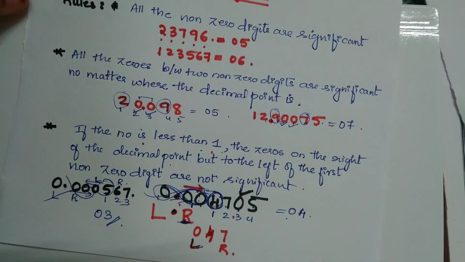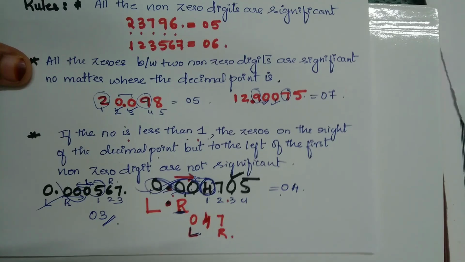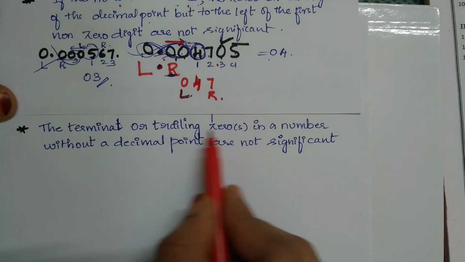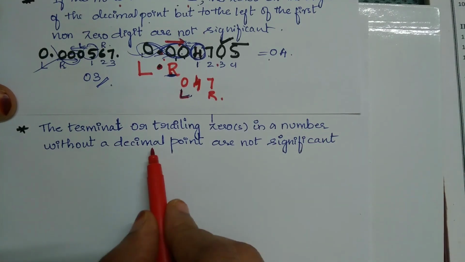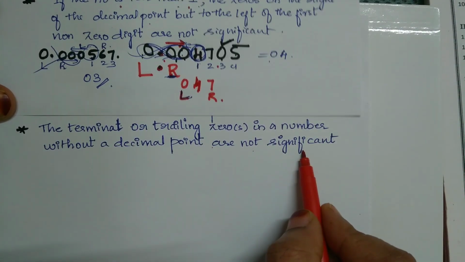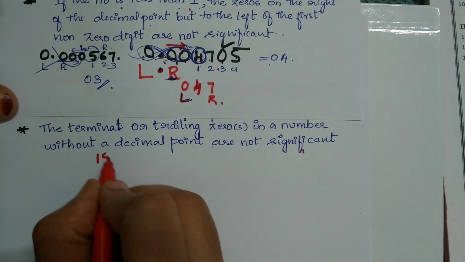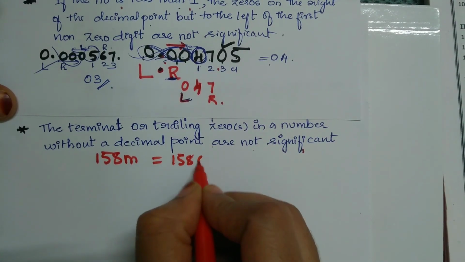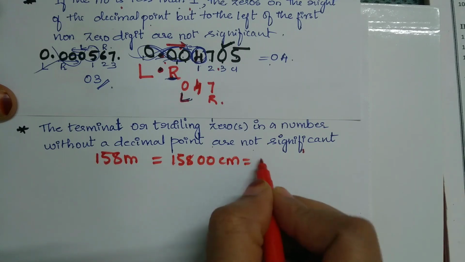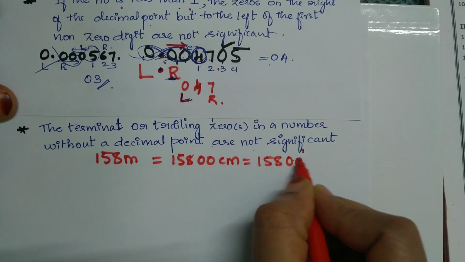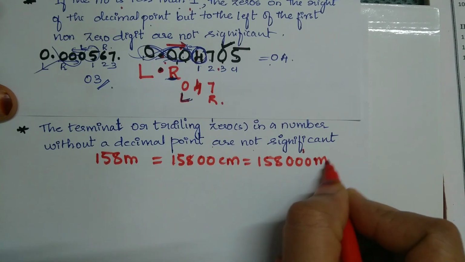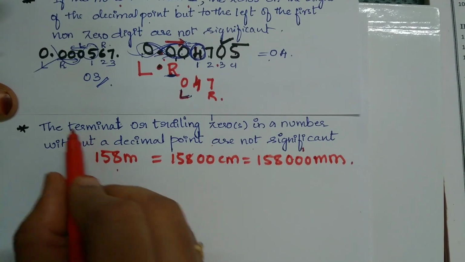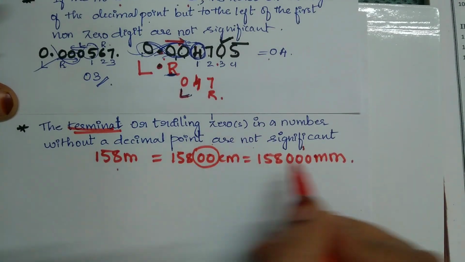Then let us move to the fourth rule, that is the terminal or trailing zeros in a number without a decimal point are not significant. Okay, here let us take the example 158 meter or 15800 centimeter or 158,000 millimeter.